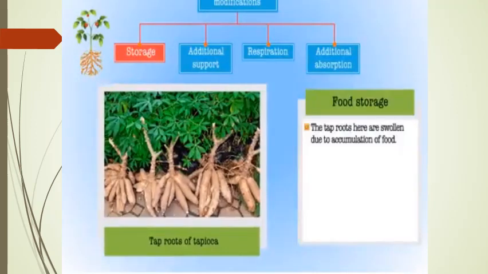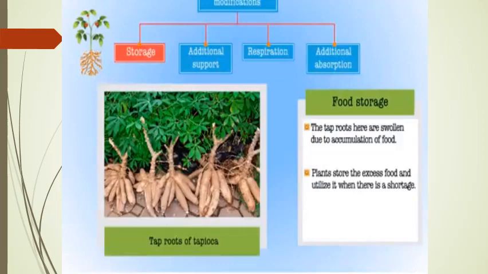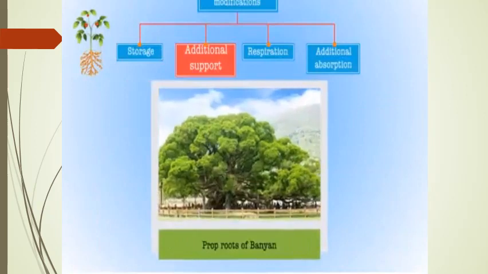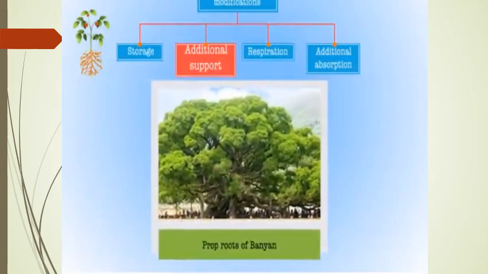These familiar vegetables grow underground, but did you know they are modified? The taproots here are swollen due to accumulation of food. Plants store the excess food and utilize it when there is a shortage. The swollen roots are called tuberous roots.